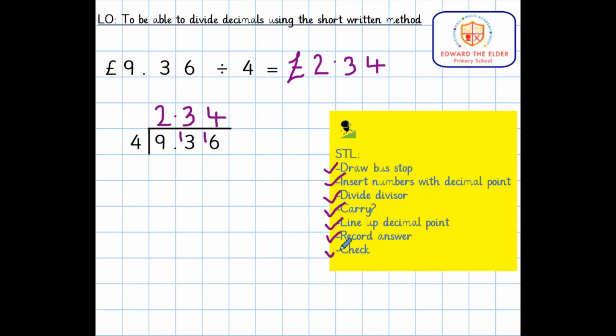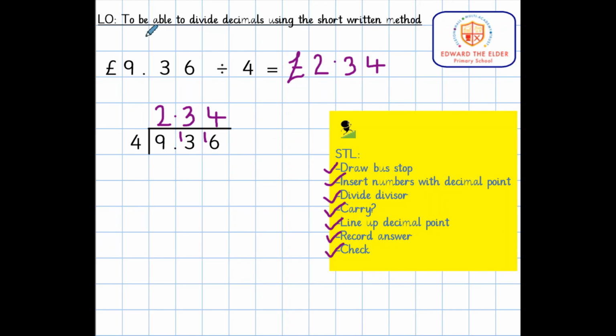Very quick check, like we always do. £9.36 divided by 4. Did we pop our digits inside the bus stop? Yes, we did. Our divisor was 4. Did we leave our decimal point in? Yes, we did. That was very important in order to be able to line up our digits and our decimal point. That's what we did there. Did we need to carry? Yes, we did. Have we recorded our answer?